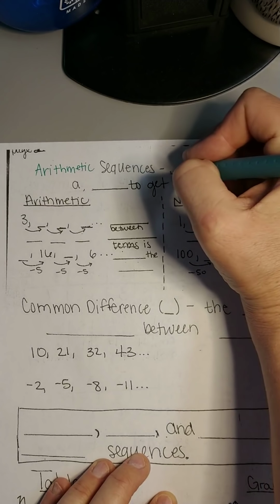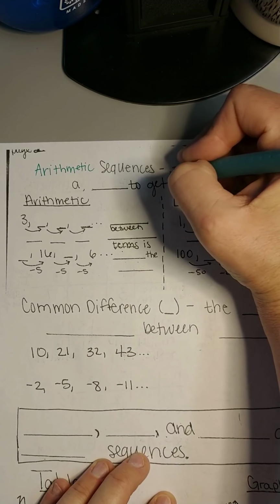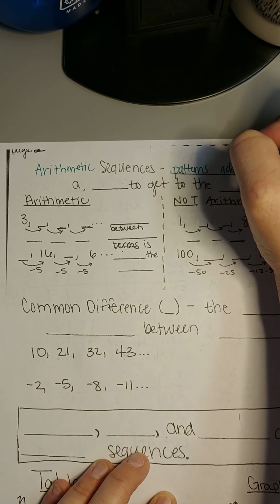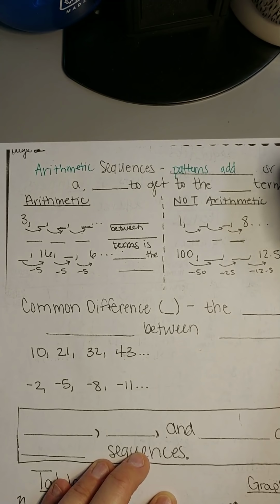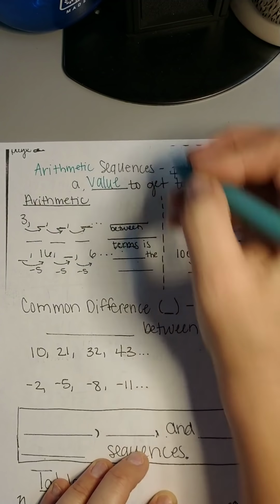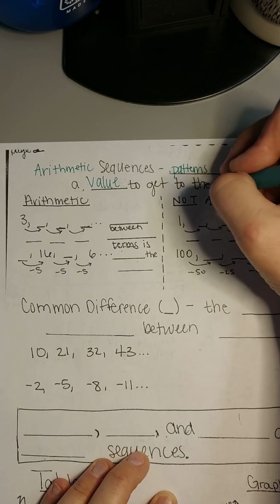Now these are patterns of numbers that add or subtract a value to get to the next term. So we're only going to deal with addition and subtraction in arithmetic sequences. We won't be doing multiplication or division with arithmetic sequences. So we've got arithmetic examples and non-arithmetic examples.